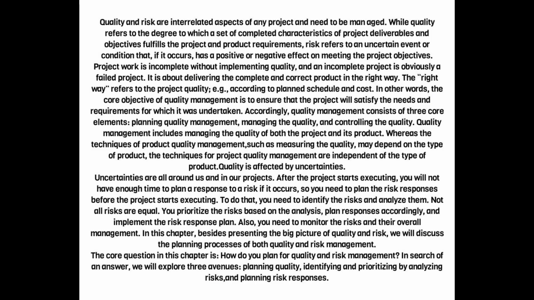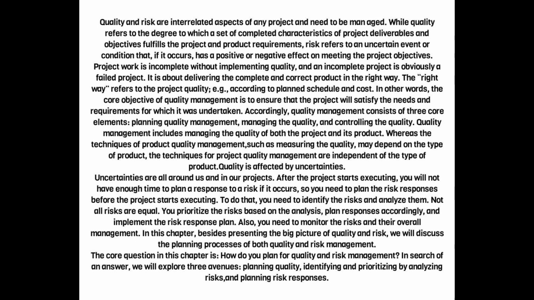Quality and risk are interrelated aspects of any project and need to be managed. While quality refers to the degree to which a set of completed characteristics of project deliverables and objectives fulfills the project and product requirements, risk refers to an uncertain event or condition that, if it occurs, has a positive or negative effect on meeting the project objectives. Project work is incomplete without implementing quality, and an incomplete project is obviously a failed project.